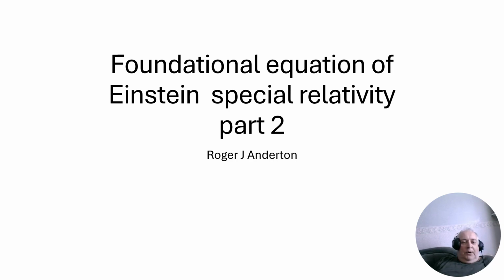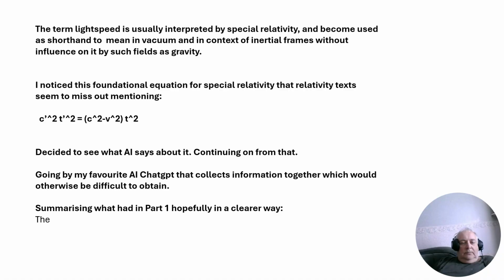So this is part 2 of the foundational equation of Einstein's special relativity. A general note I'll make is the term light speed, you've got to be aware of what it's supposed to mean in the context of special relativity. And that's how it's usually interpreted. And there's other types of light speed, sort of like local light speed, global light speed and all that sort of stuff, but just saying light speed, it's usually meant in the context of special relativity.